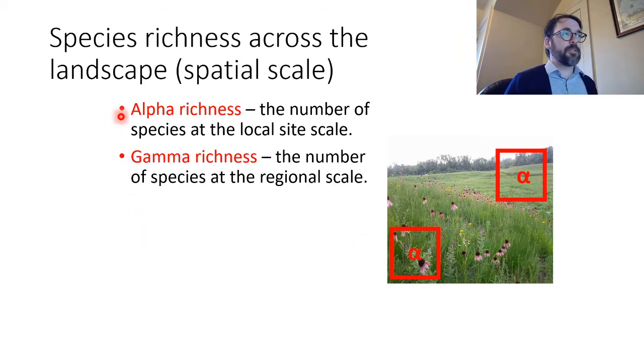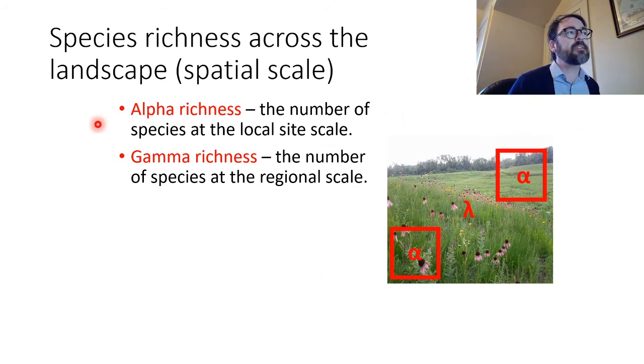So that's alpha richness. Ecologists also talk about gamma richness, right? You can imagine that if there are different species here and here, then the total number of species you observed is actually greater than the alpha richness. Ecologists call this gamma richness. It's the number of species at the regional scale. So we can put gamma in the whole field.